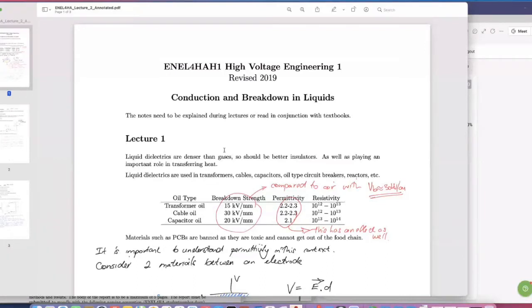Liquid dielectrics are denser than gases, so they should be better insulators or dielectrics. They also play a role in transferring heat. If we remember back to gaseous dielectrics, what happened when you had high pressure? The gas had a higher breakdown strength. Right, so if you think about it, liquids are very much like a very dense gas.